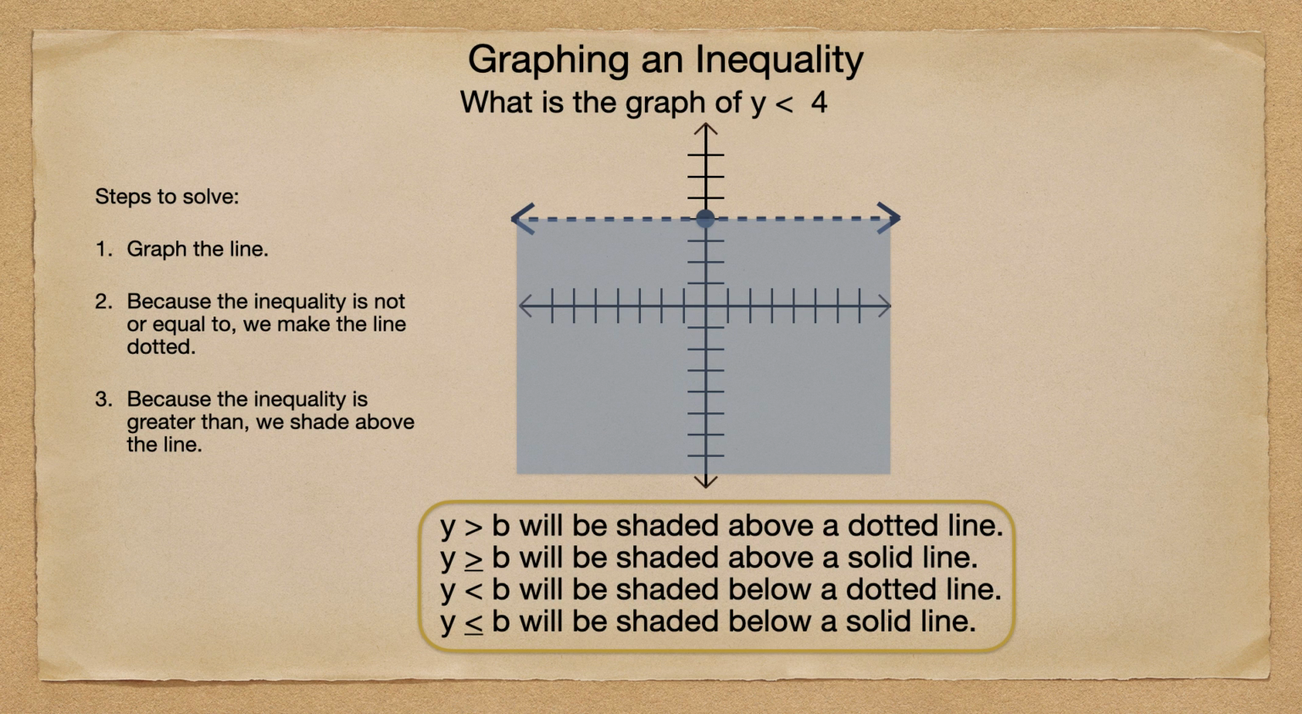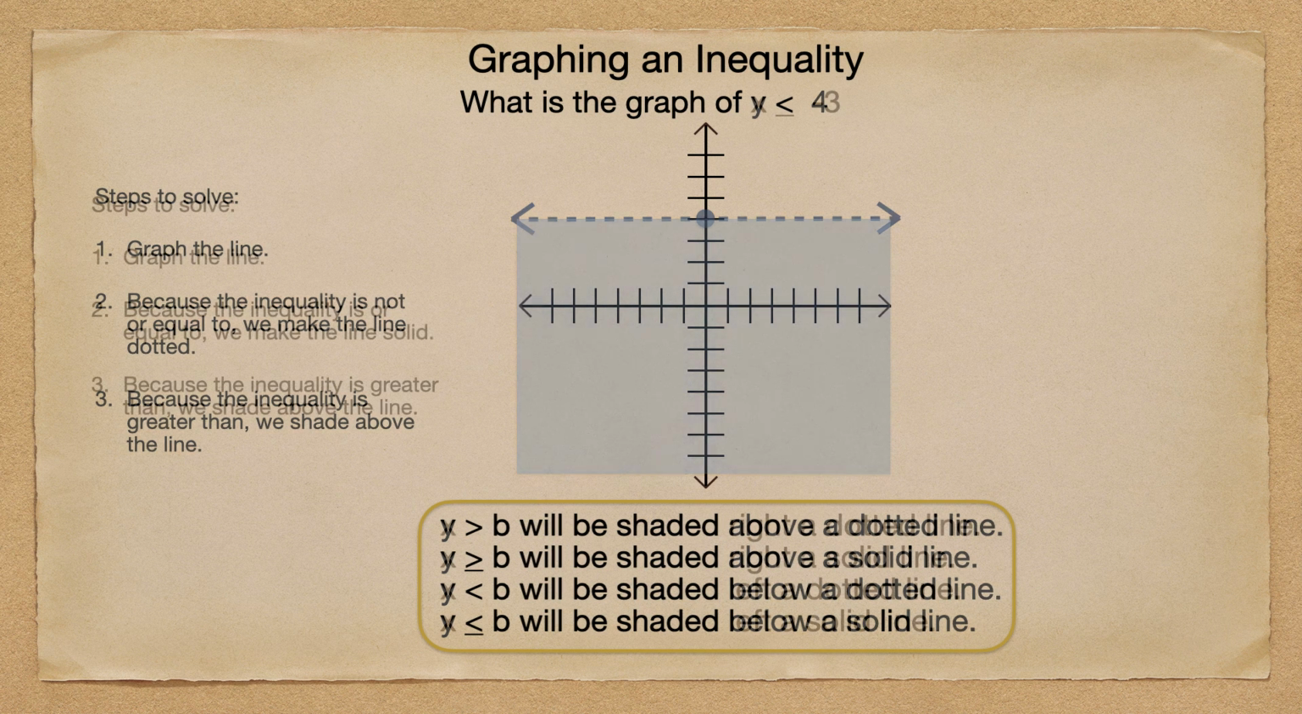A good way to think about it is we want all values to be true. If I plug in a number for y, I want it to be less than 4. All these numbers for y below my line are less than 4.